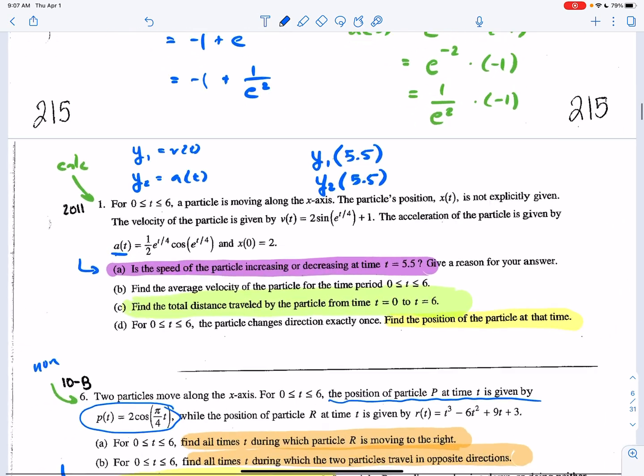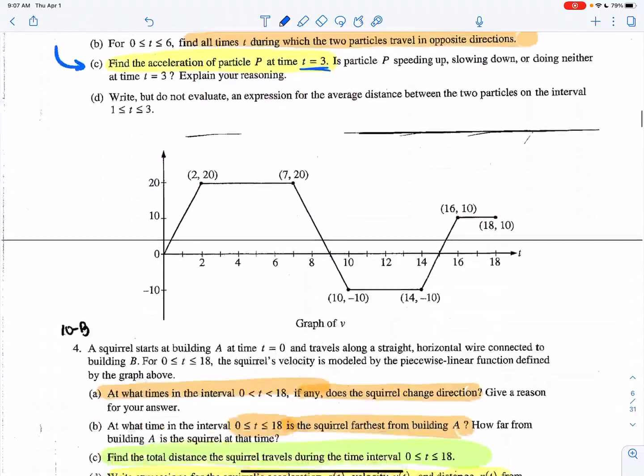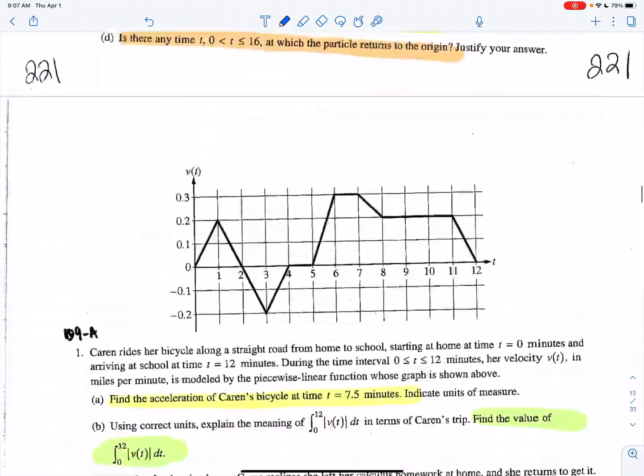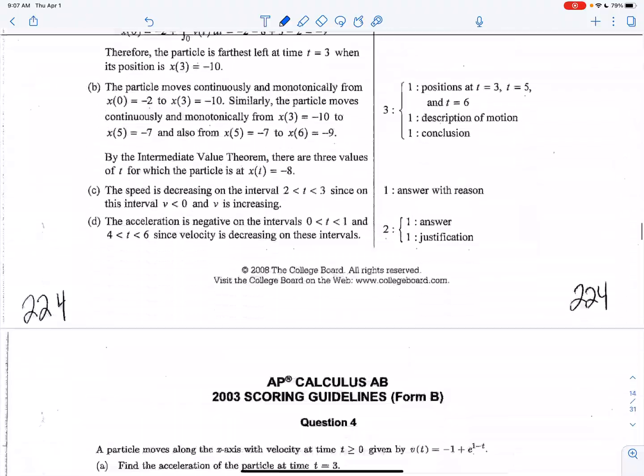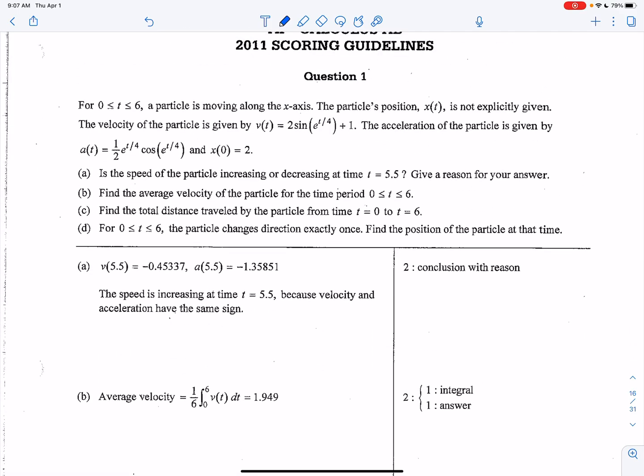Okay, so I'm going to cheat a little bit and take a look at the scoring guidelines. 2011. So if you plugged in y1 of 5.5, you should have gotten something negative. A of 5.5 should give you something negative as well. So what's your conclusion? You know that the speed is increasing at that time. Make sure that you write it at that time, okay?